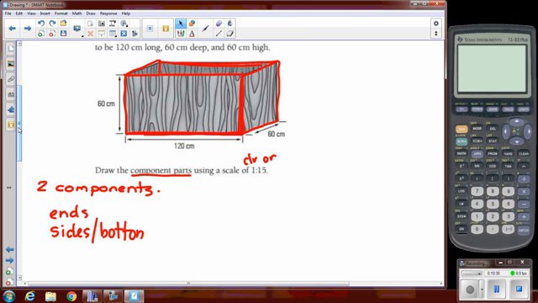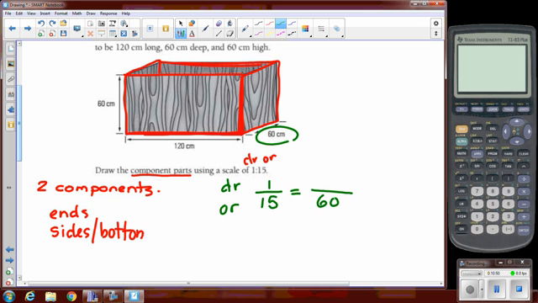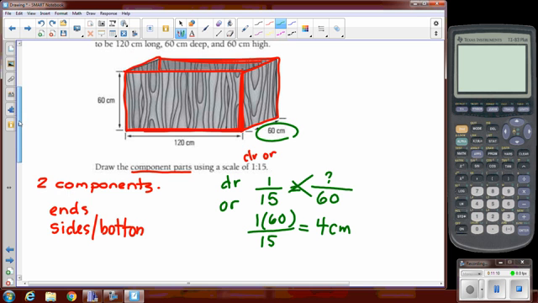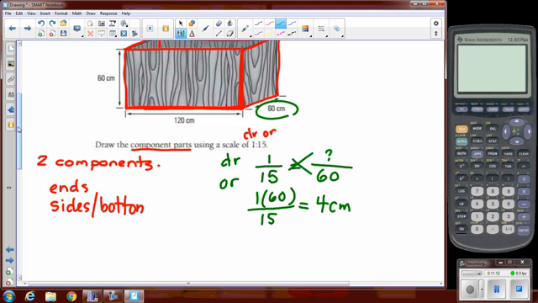So we're going to convert our dimensions now. So we have a drawing to original, which is 1 to 15. And if I consider first this 60, so that's on the original, it's 60 centimeters. And I cross multiply this, 1 times 60 divided by 15, that's going to give me 4 centimeters. So anything on this shape that's 60 centimeters, I'm going to draw to be 4 centimeters.